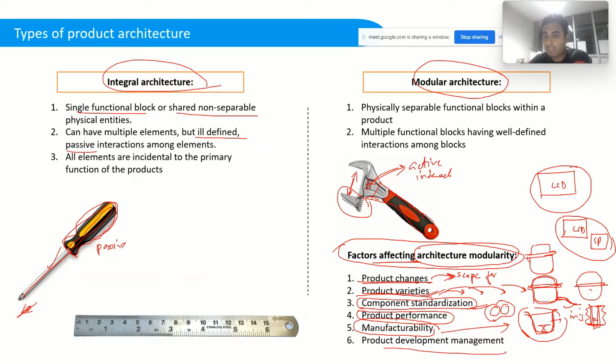Again, product development management I already discussed. When you are integrating something, it will affect your overall development planning.